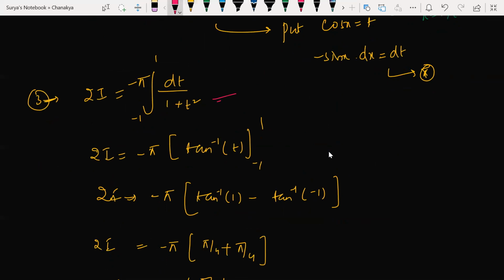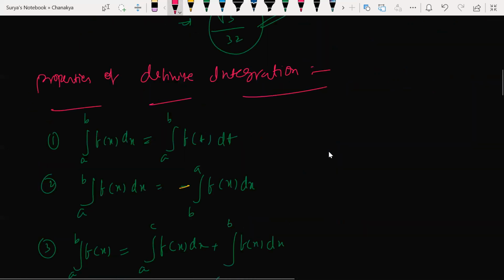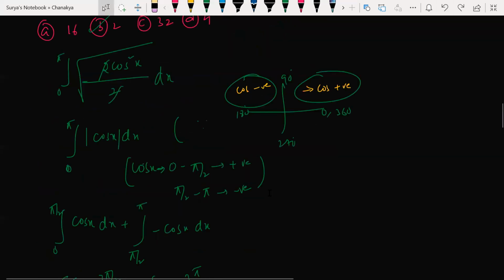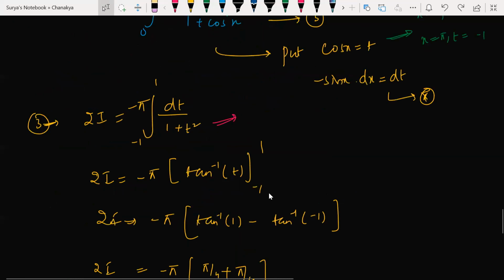We can interchange the limits as per the property. Look at this. What is the property? See here, I have A, I have B. I can interchange their limits with a negative symbol. So to avoid that minus, I'll interchange the limits. So what happens now? 1 will come here, minus will go here. So dt by 1 plus t square. This is how the function becomes.